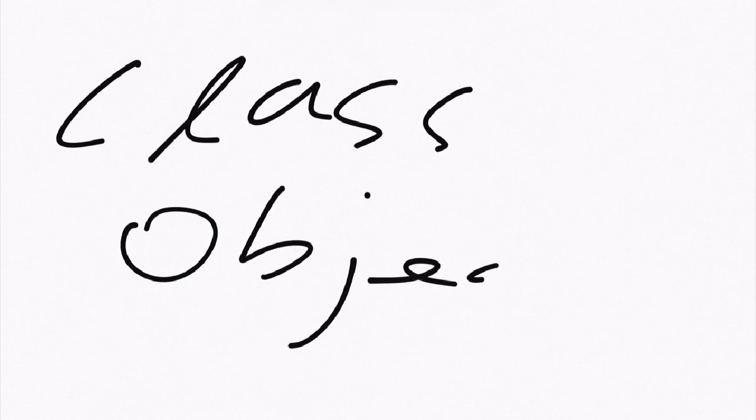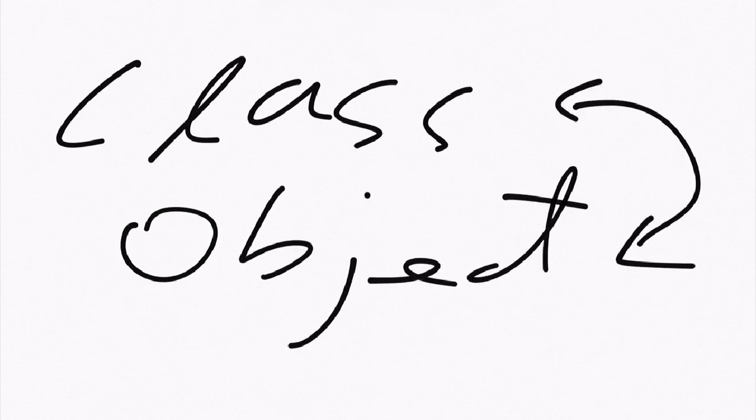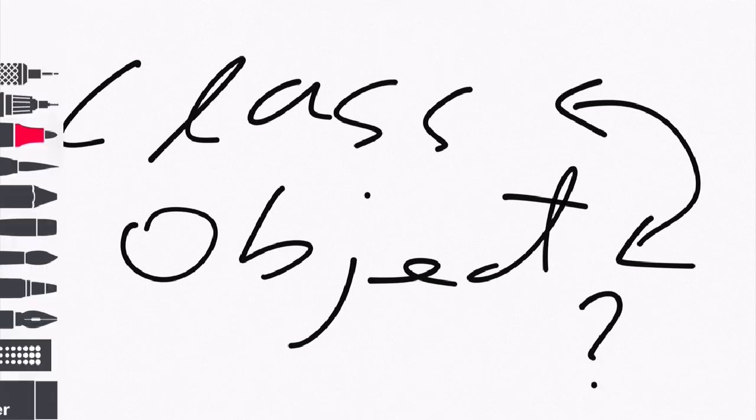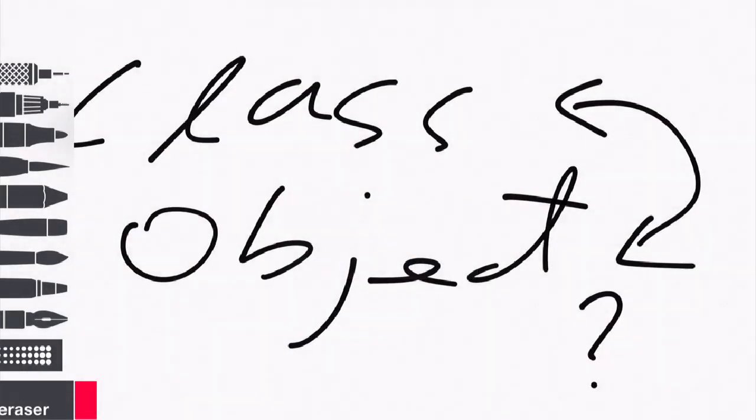Here's one that's really confusing for new programmers. What is a class and what is an object? Because sometimes you see those two things right next to each other. A class and some kind of object. And you might be wondering, how are these two things linked? Well, I'm going to tell you how they're linked. And again, it's very, very simple.